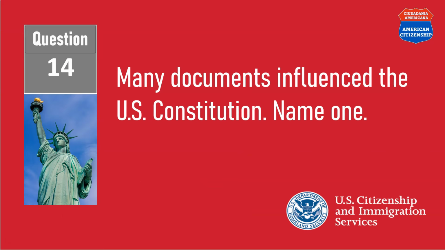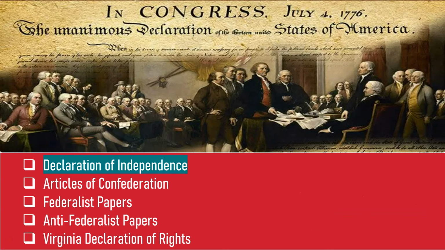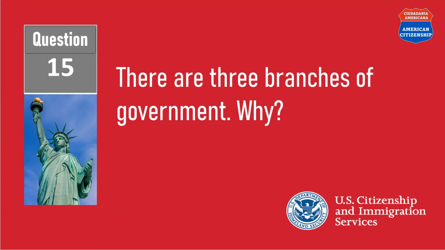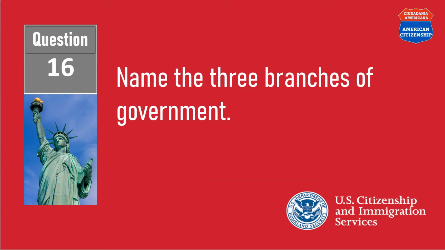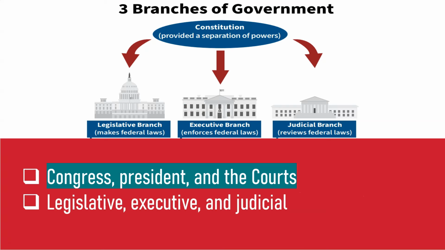Many documents influence the U.S. Constitution. Name one. The Declaration of Independence. There are three branches of government. Why? Separation of powers. Name the three branches of government. Congress, President, and the courts.